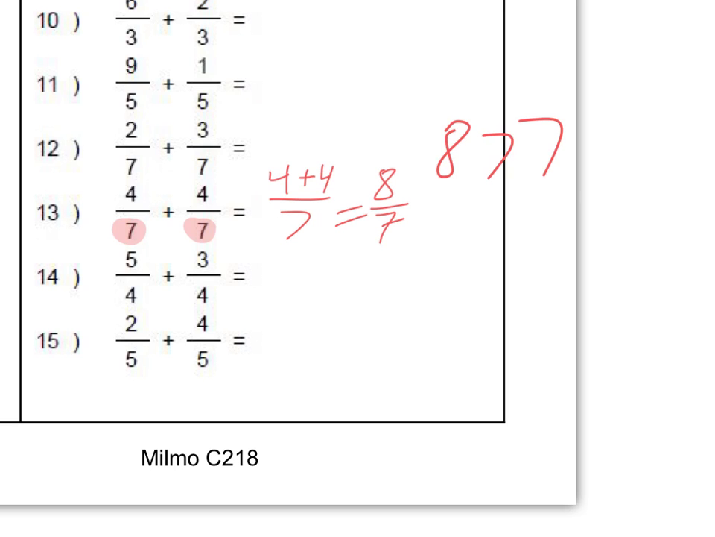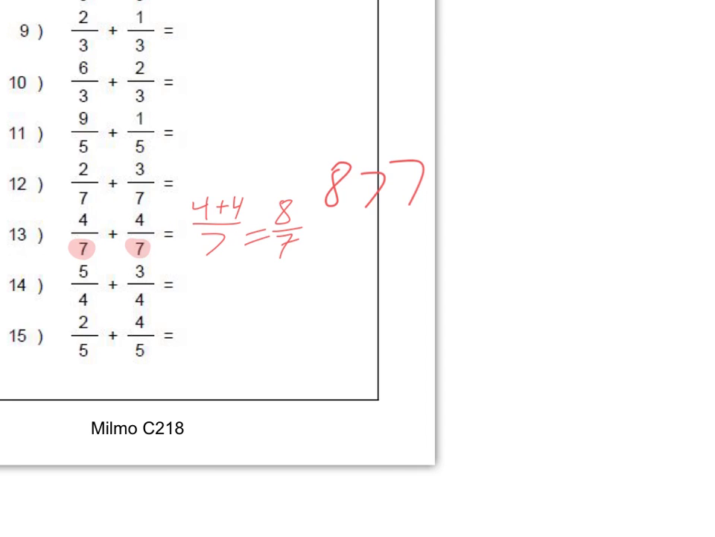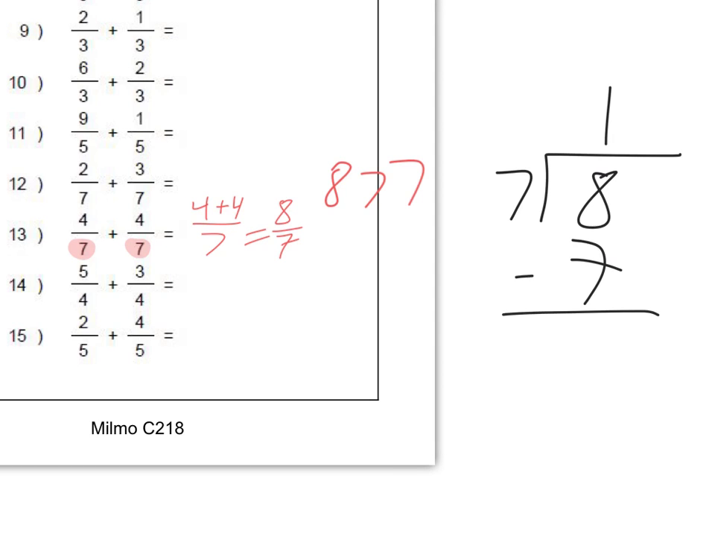Add it again? No, not add it. Find something that's 8. No. Divide, correct. That is correct. So we're going to go ahead and do 7/8. How many times does 7 go into 8? 1 time, right? 1 times 7 is 7. What is the remainder? 1.